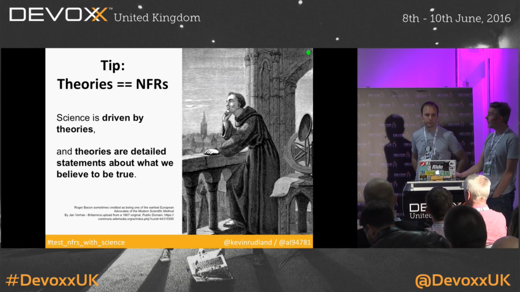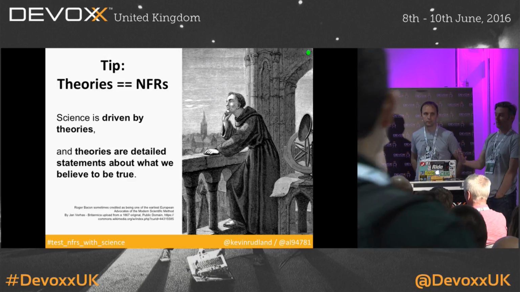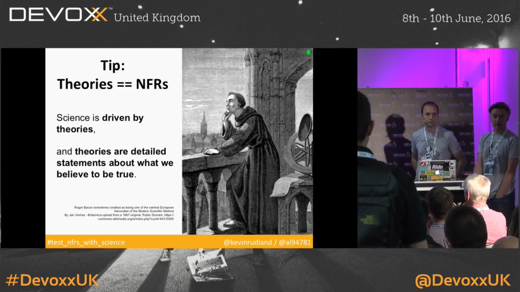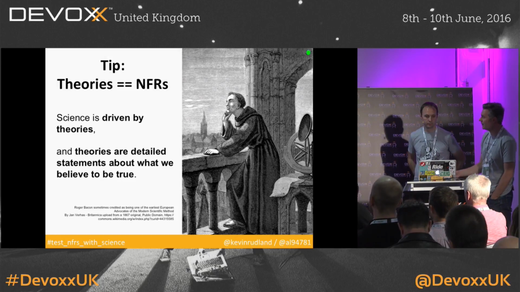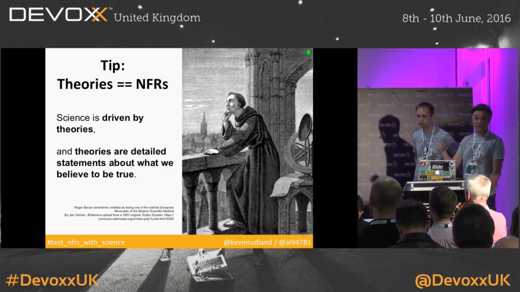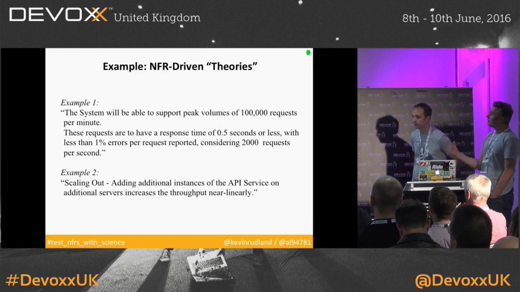And so probably our non-functional requirements are our theories. Until we've tested them, just like a theory, we don't know if they actually apply. So they live in the same space as theories. But they're detailed statements about what we believe to be true, which is key, just like a non-functional requirement. So here's a quick example.